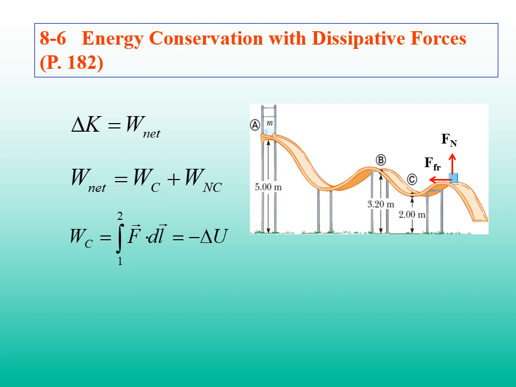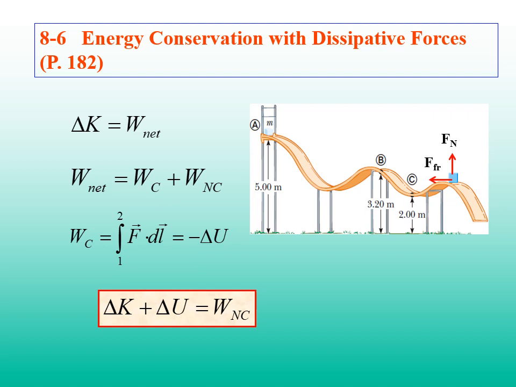The work done by a conservative force can be written in terms of potential energy. WC equals minus delta U. Hence, delta K plus delta U equals the work done by the non-conservative force. Here, WNC is the work done by friction, which equals the integral of the friction force dot product with the path taken.